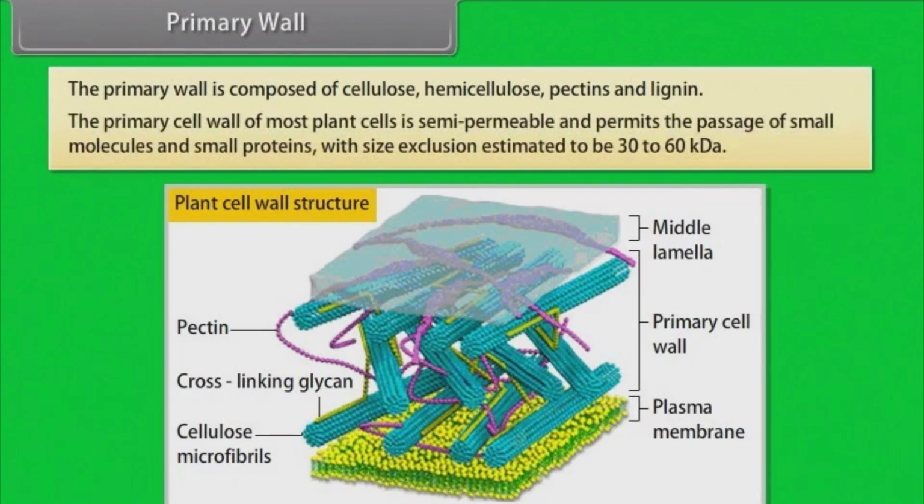The primary cell wall of most plant cells is semi-permeable and permits the passage of small molecules and small proteins, with size exclusion estimated to be 30 to 60 kDa or 30,000 to 60,000 atomic mass.